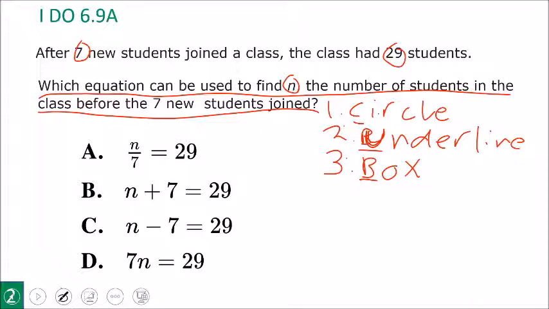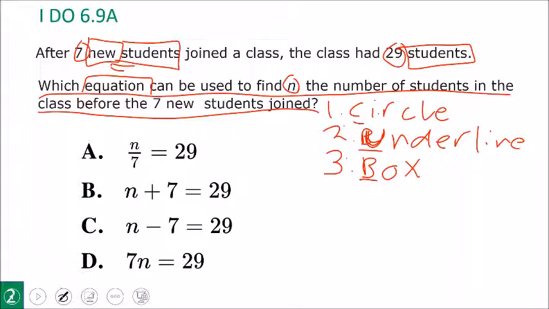So I'm going to box new because that tells me something. And I'm going to box students, so new students. And then I'm going to box equation because it's going to tell me I need to have an equation. So that means it's going to be equals.